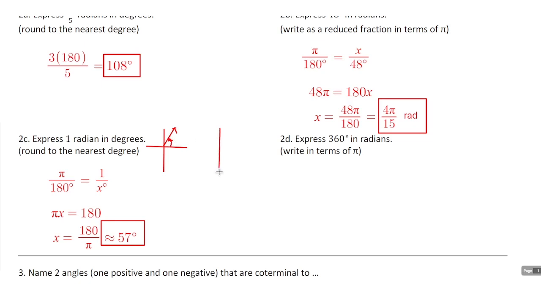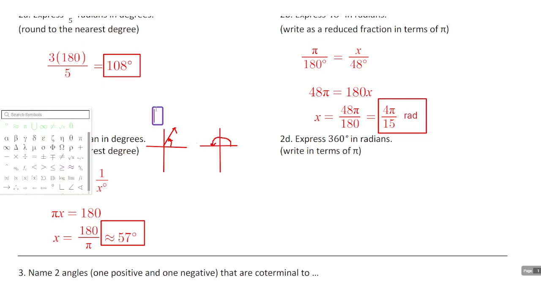Pi radians is 3.14 radians. So this is like 1 radian. Pi is 3 of those and a little bit more, and ends up in the same place as 180 degrees. So just be very careful here. This is 1 radian. This is pi radians. These are not the same thing.